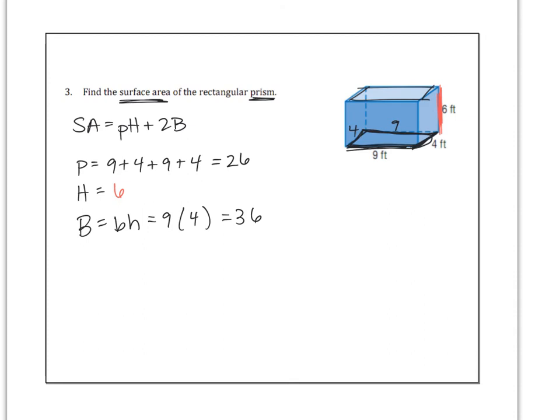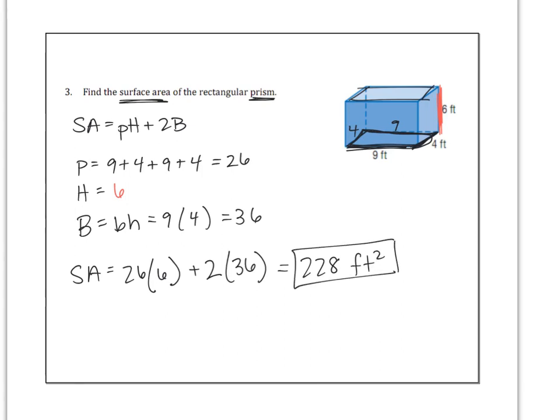Cool, we have all of our things. Plug them into your formula. P is 26 times H, which is 6, plus 2 times capital B, which is 36. Simplify that all up, and you should get 228 feet squared. Go ahead and practice typing that in and see if you actually do get 228.